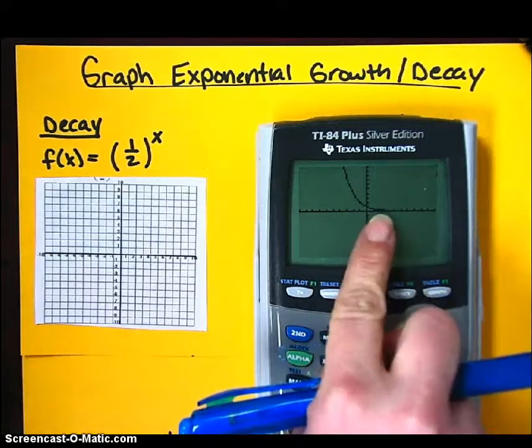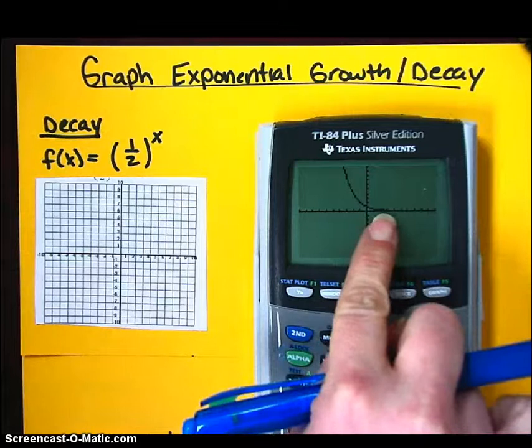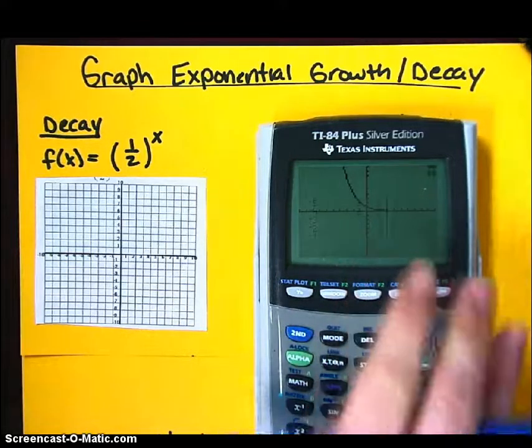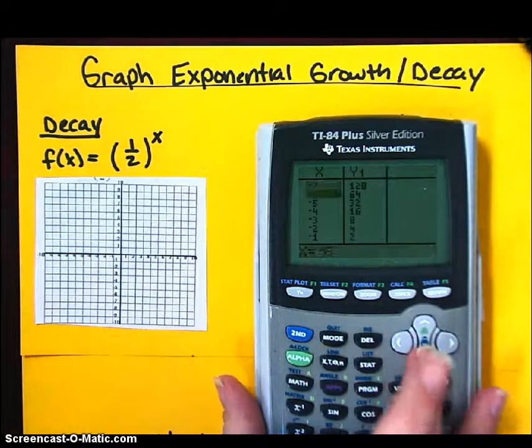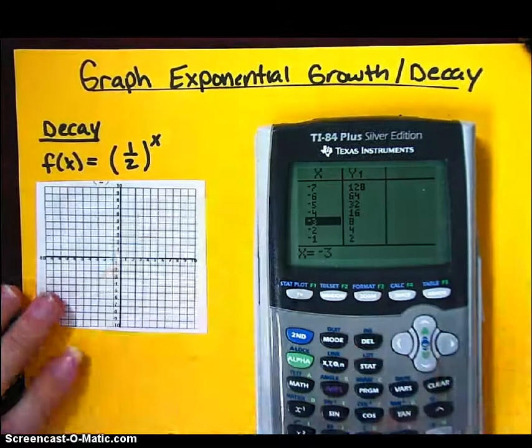Notice it gets down here towards the x-axis. What we can't see is that there's like an asymptote there. It gets really, really close to 0, but it never actually touches 0. So we'll see that in our table as we go through. So we're going to look at our table and we're going to graph the things that will fit on our graph. So we're going to start with -3, 8.